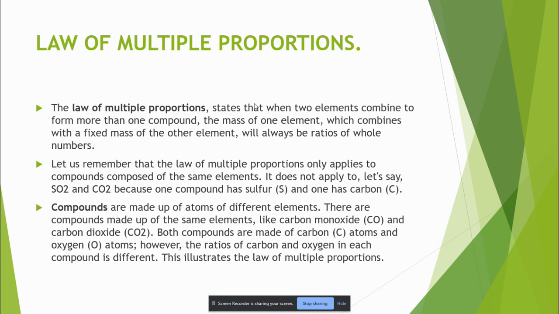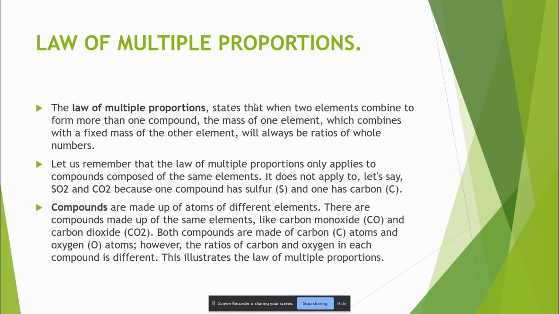Let us remember that the law of multiple proportions only applies to compounds composed of the same elements. I think I've emphasized this. You should not be comparing SO2 and CO2, because S and C are not the same thing. Compounds are made up of atoms of different elements. There are compounds made up of the same elements, like carbon monoxide and carbon dioxide. We have carbon and oxygen in carbon monoxide, and carbon and oxygen in carbon dioxide.